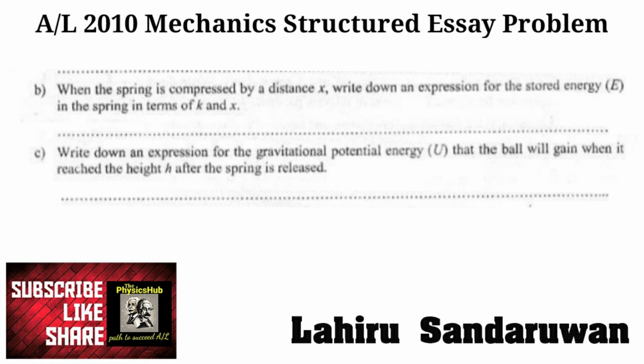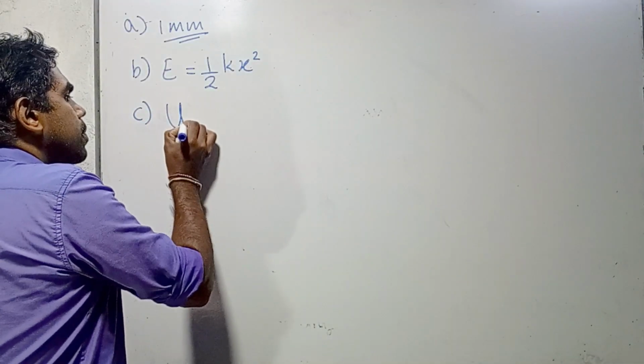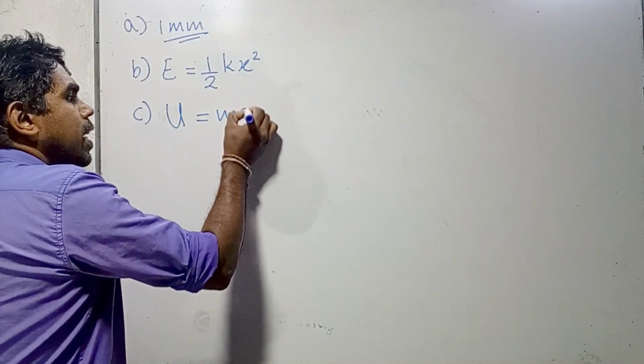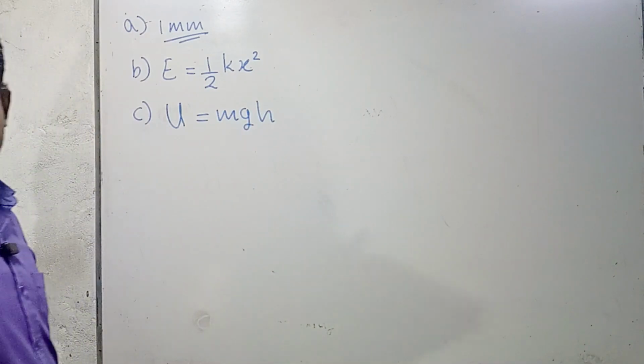Part C, write down an expression for the gravitational potential energy U that the ball will gain when it reaches the height h after the spring is released. We can write potential energy mgh.